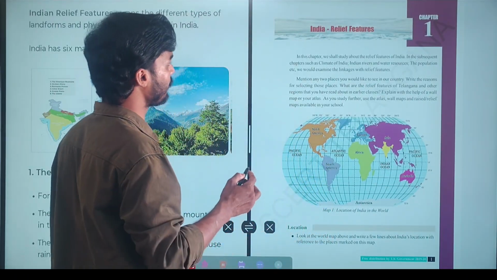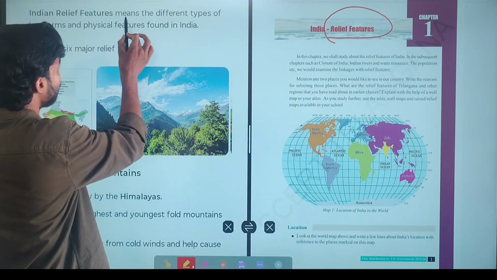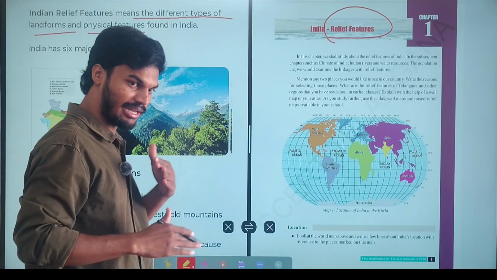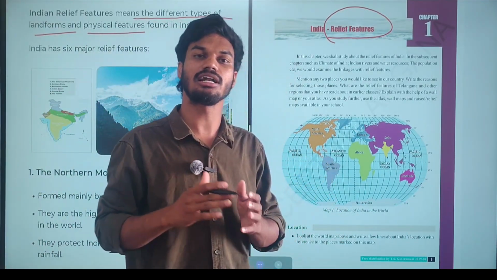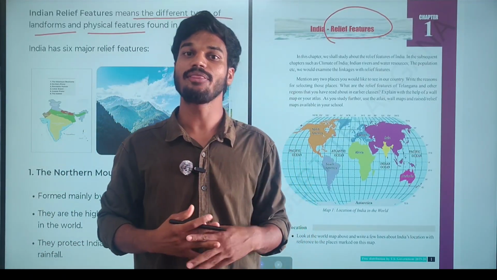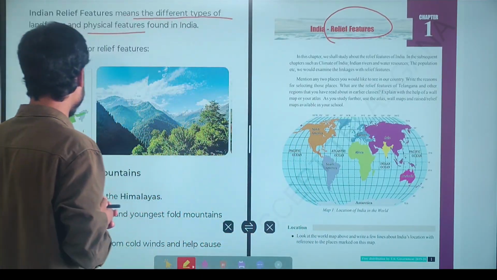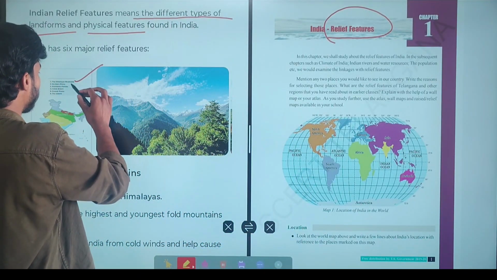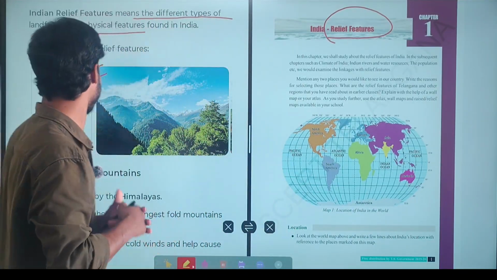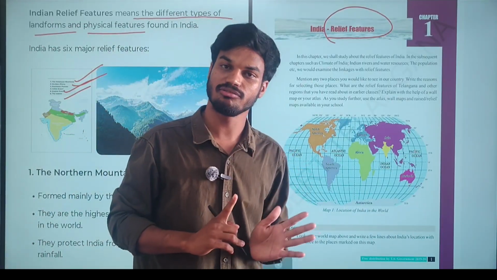Our chapter name is India Relief Features. Relief features means the different types of landforms and physical features that are found in our India, known as Indian relief features. In our India, the relief features are classified into 6 major categories. Those are the Himalayan mountains, the northern plains, the Peninsular plateau, the Thar desert, and the islands as well as coastal plains. These are the 6 relief features classified in our India.